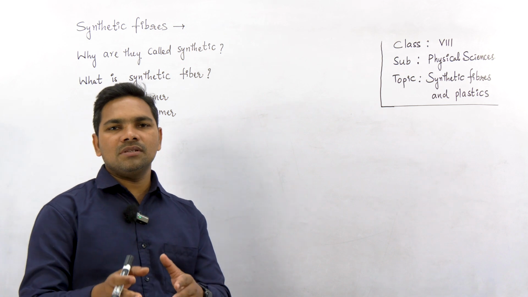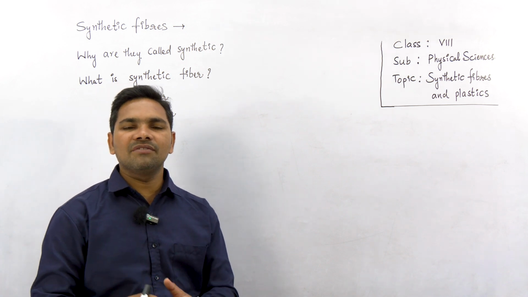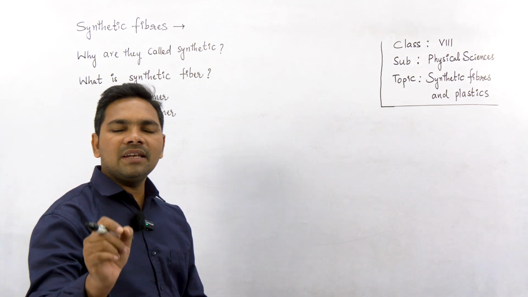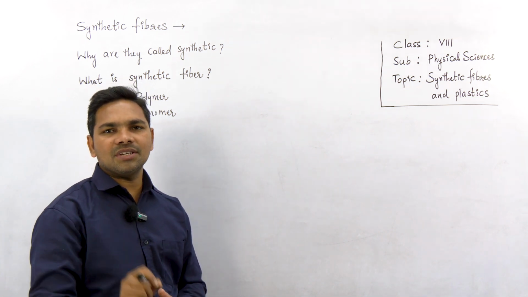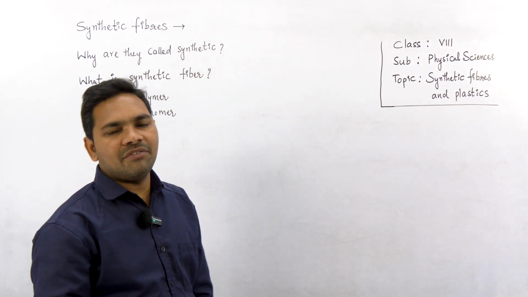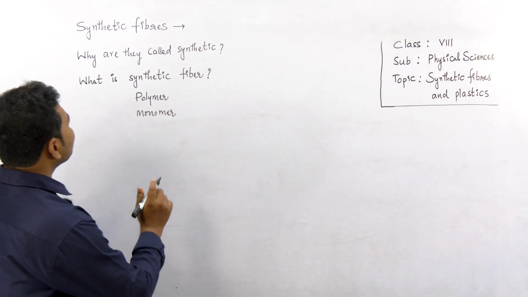And those clothes, the fabrics, are natural fabrics. The fabric is made from very fine threads, thread-like structures. Each fine thread-like structure is called a fiber, right?